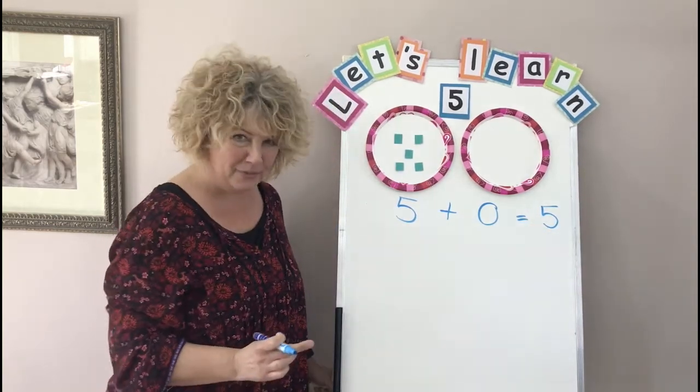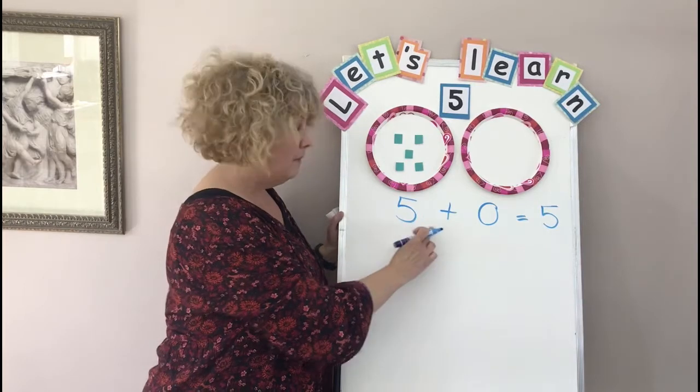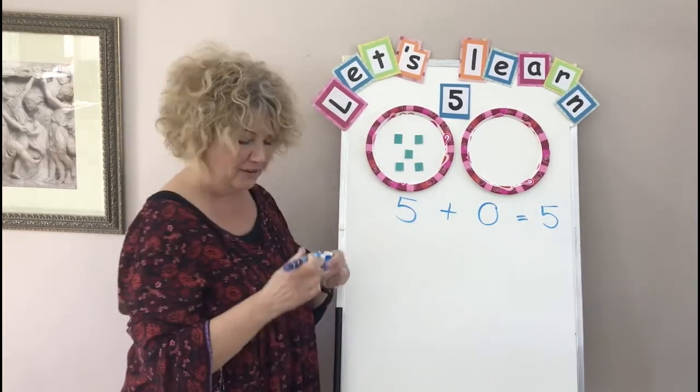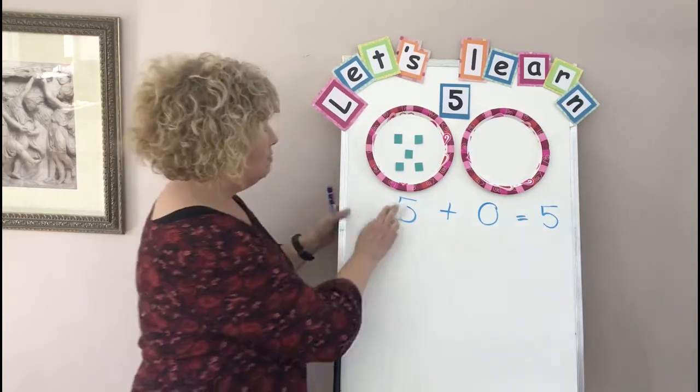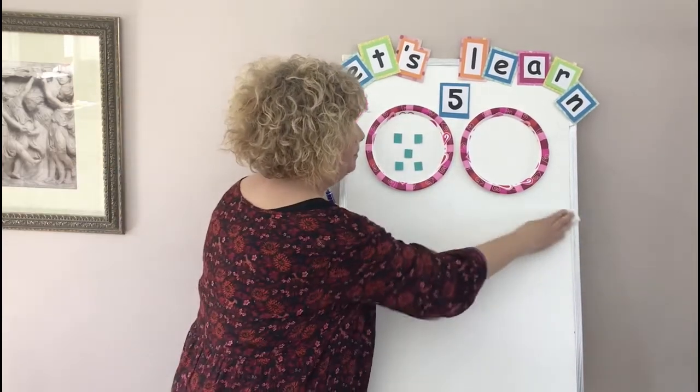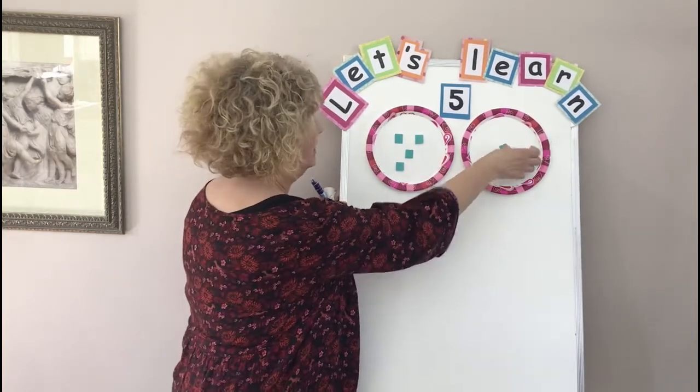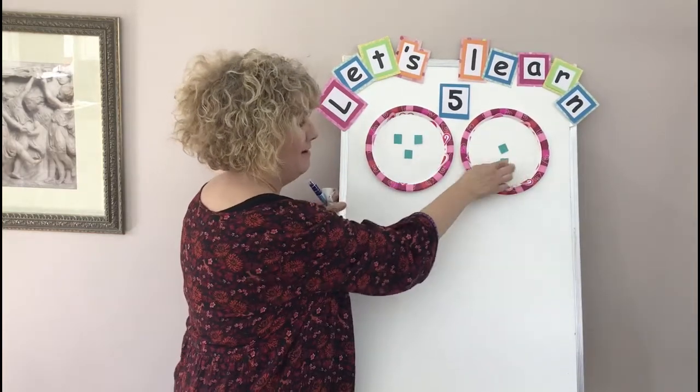Can you help me read that number sentence? 5 plus 0 equals 5. That's right. Okay, so let's move the squares around a little bit. Maybe I'm going to move 2 squares over to this side, like that.